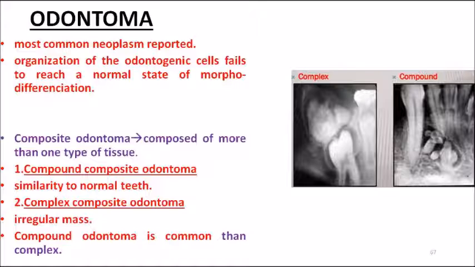Okay, so that is an important MCQ. They can ask you which type of odontoma is more similar to a normal tooth. It is which one? Compound odontoma. Tooth-like structures are seen mainly in compound odontoma, whereas in the complex type it is more of an irregular mass. Okay, and among complex and compound types, the compound type of odontoma is the more common variety.